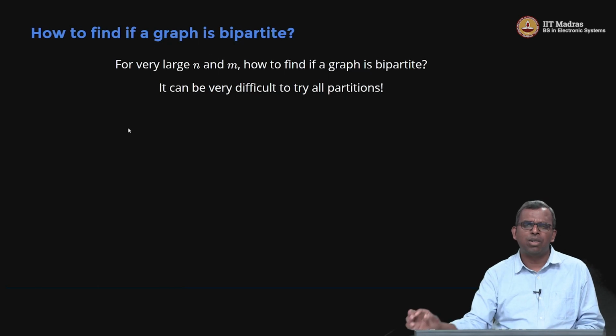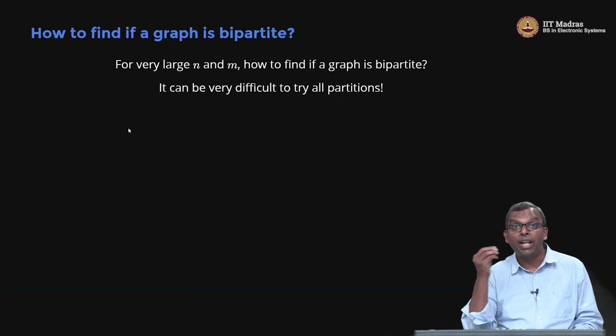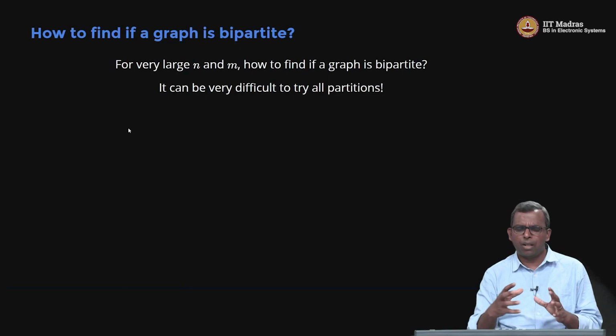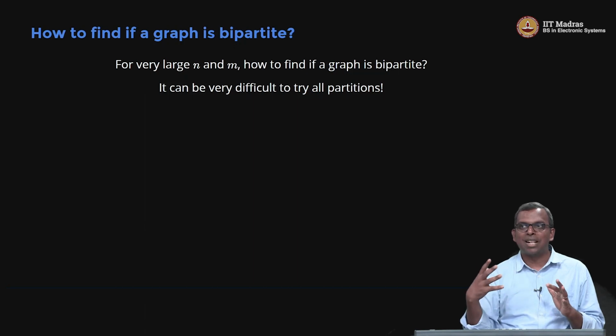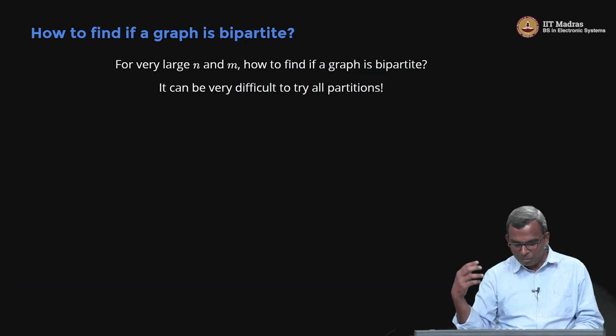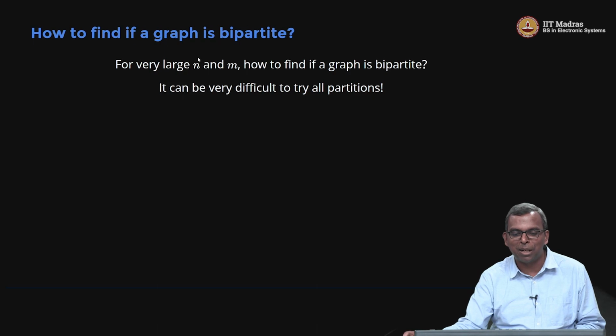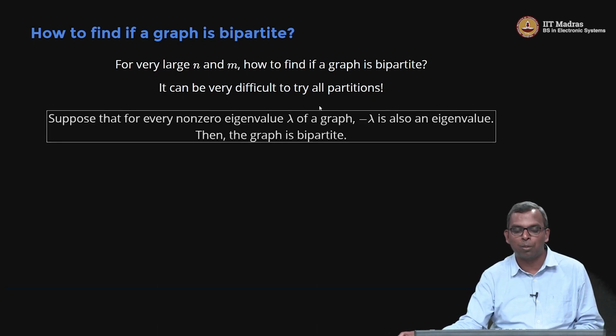now ask the question, can we use the spectral property to find out if a graph is bipartite or not? You might say for small examples it's easy, but for large examples it can become really hard. If you have like n equals 1000 and m is some 500,000 or something like that, really large, how do you find the graph is bipartite or not? It's very hard to try all possible partitions.